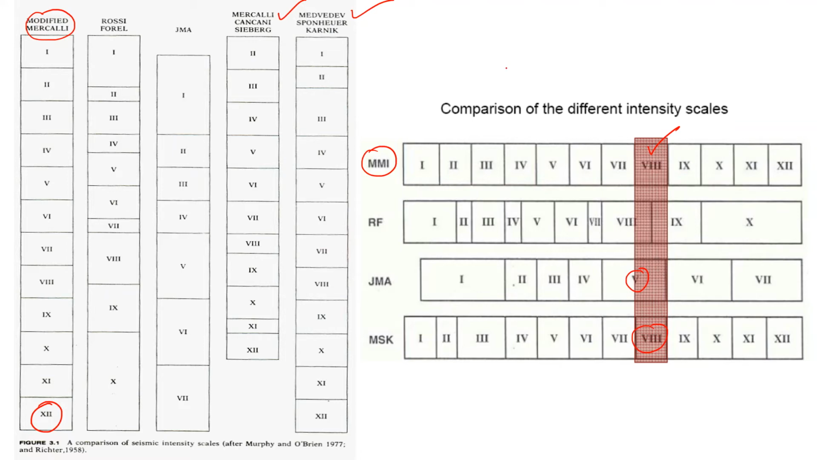Based on the descriptions of damage, which are defined by different intensity scales, you can roughly plot this comparison between different scales. Whatever damage is expected during an MMI scale 8 earthquake, the same damage will be for an earthquake somewhere between 8 and 9 in the Rossi-Forel scale. Similarly, for the Japanese intensity scale, the same damage will correspond to an earthquake with intensity number 5.